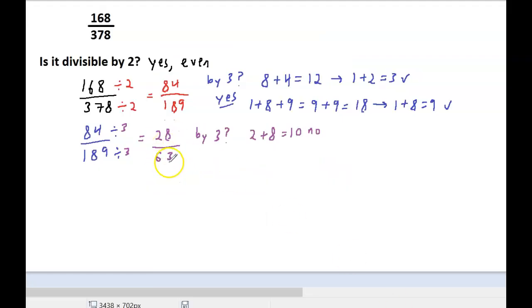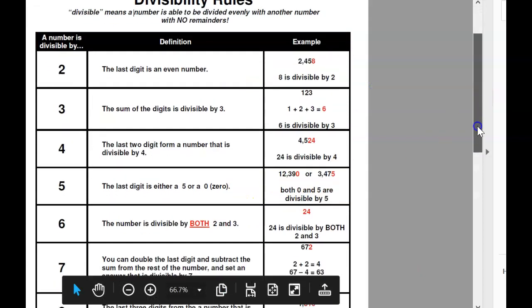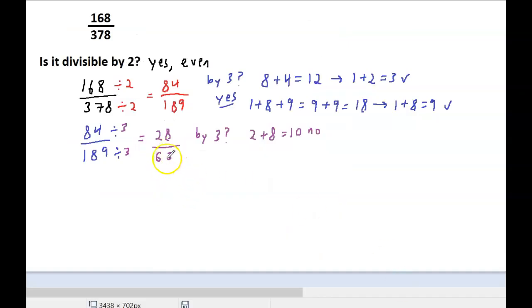Let's look at 4. That's if the last two digits are divisible by 4. So 4 doesn't work. 5, it doesn't end in 5 or 0. Let's look at 7. Because 6, it would need to be divisible by 3 and 2, and we already know that's not true anymore. So look at 7. This is a weird rule. I'll try to break it up.